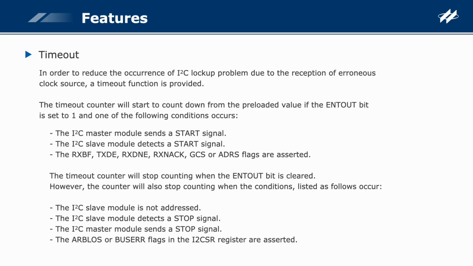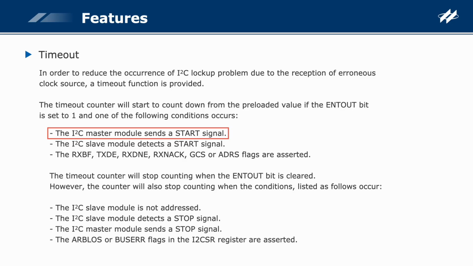In order to reduce the occurrence of I²C lockup problem due to the reception of erroneous clock source, a timeout function is provided. If the I²C bus clock source is not received for a certain timeout period, then a corresponding I²C timeout flag will be asserted. The I²C register is used to define the timeout counter preload value and the counter prescaler setting. The timeout counter will start to count down from the preloaded value if the ENTOUT bit is set to 1 and one of the following conditions occurs.